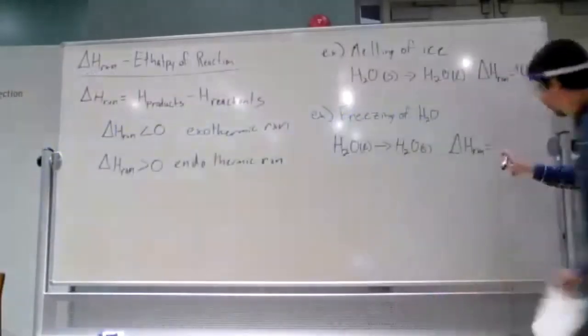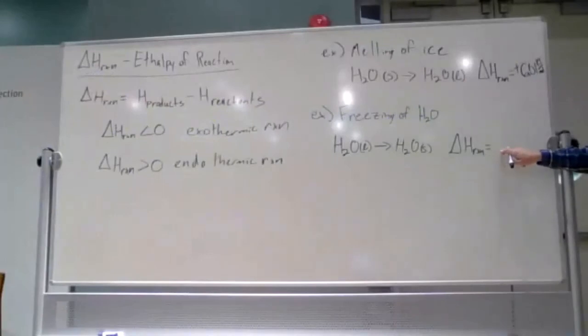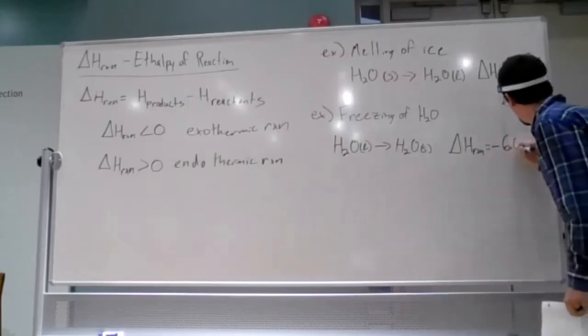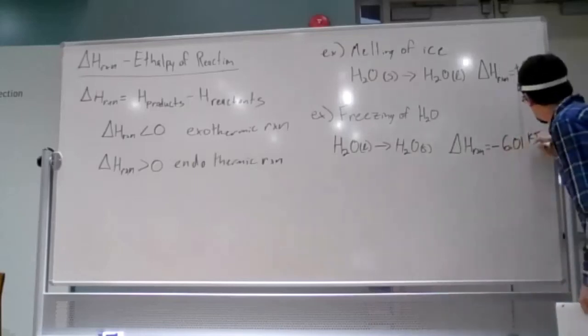So what about the sign? We said it's endo, or did we say it was exo, right? What did we say, endo or exo for this one? Exo, right? We have to give off energy. What should the sign be? Anybody know the value off the top of their head? Yep. 6.01 kilojoules per mole. How'd you know that?